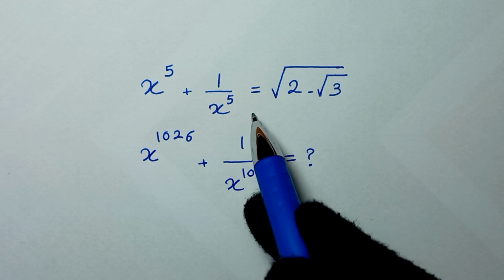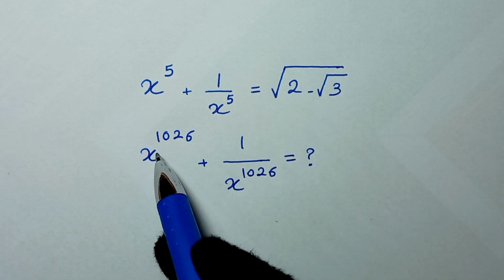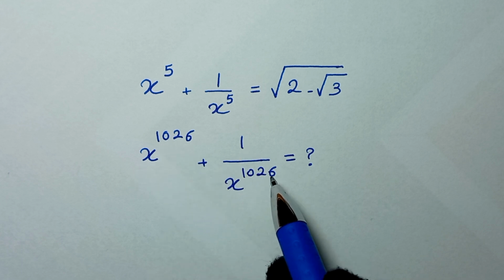Welcome to solve this math problem: x to the power of 5 plus 1 over x to the power of 5 is equal to square root of 2 minus square root of 3. Find the value of x to the power of 1026 plus 1 over x to the power of 1026.